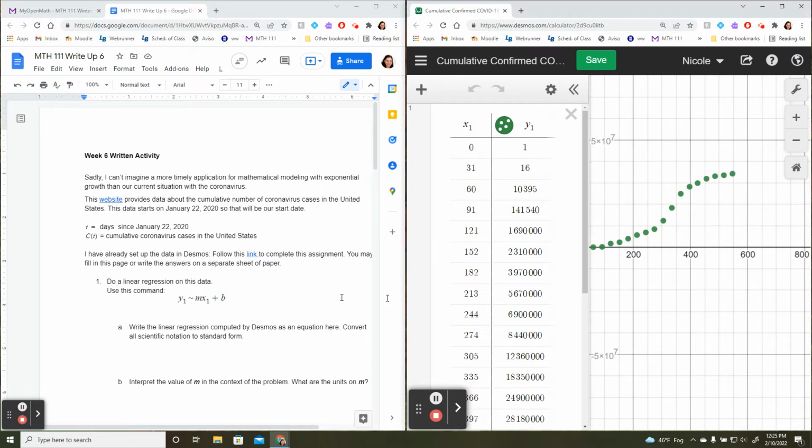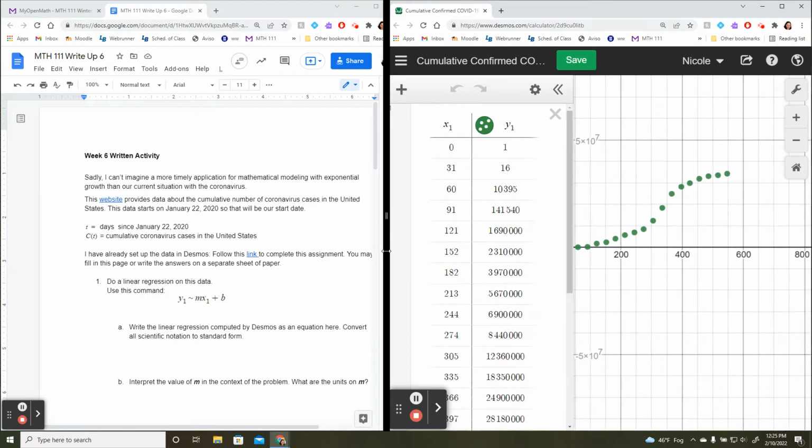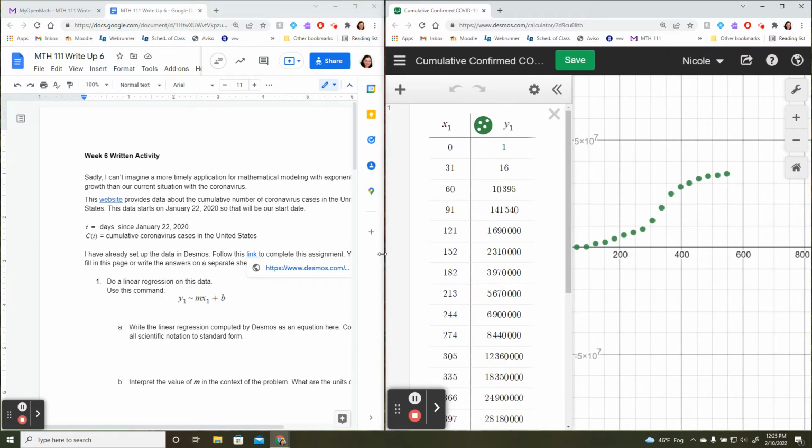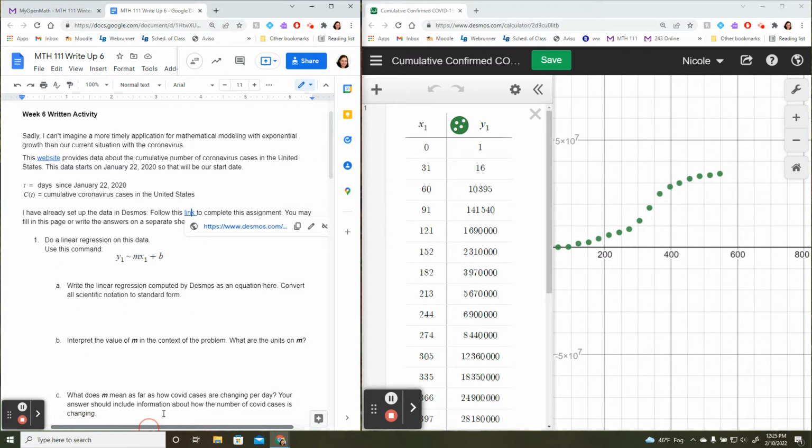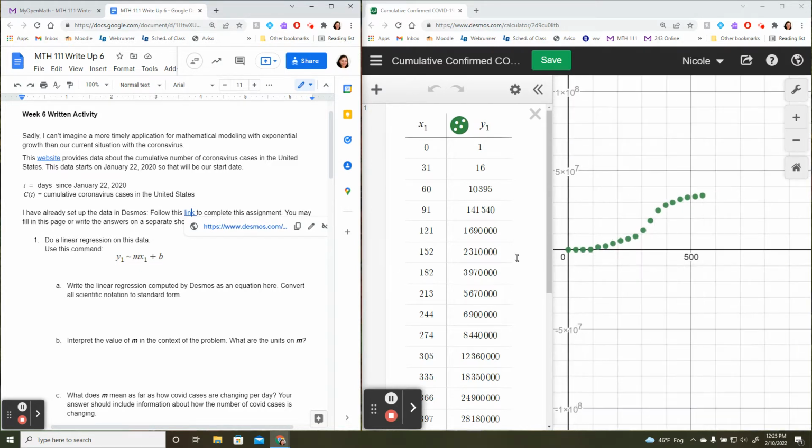And what we're going to do now is first do a linear regression in Desmos. That's what the directions tell us to do. Let's give us a little more Desmos, a little bit less directions here. Here we go. All right, it says to do a linear regression using this command. So here's my data in Desmos, and you can see that it's kind of increasing.